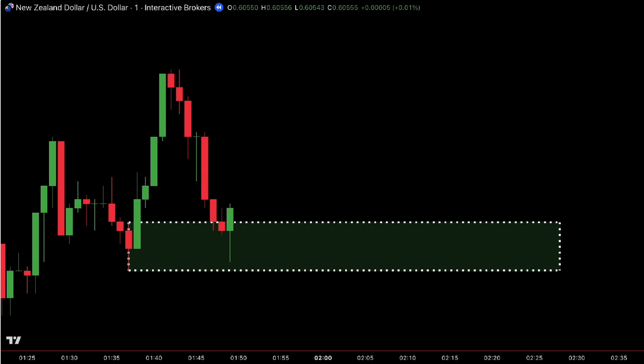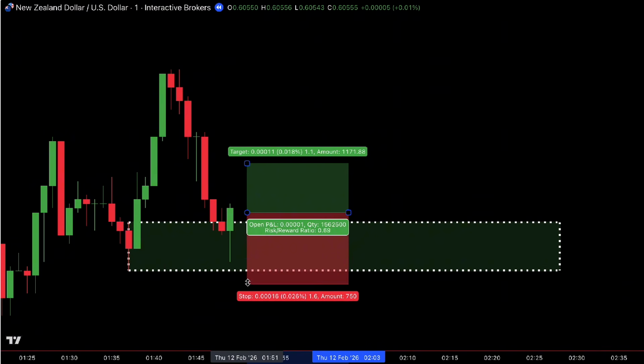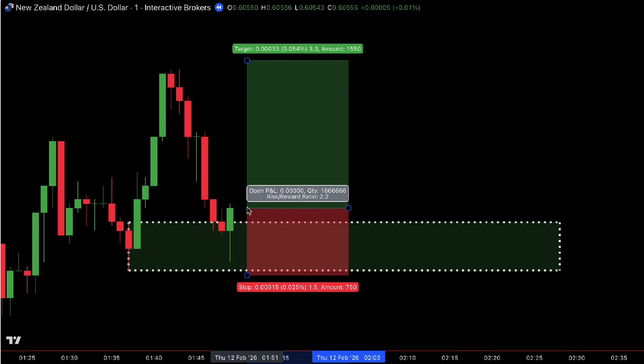As you can see, once price retraces back to the zone, it gets rejected, forming a clean pin bar. So here, you place your entry at the close of the pin bar with a stop loss below the zone and the target at the next level. Look at what happens next. The market reaches the target as expected.